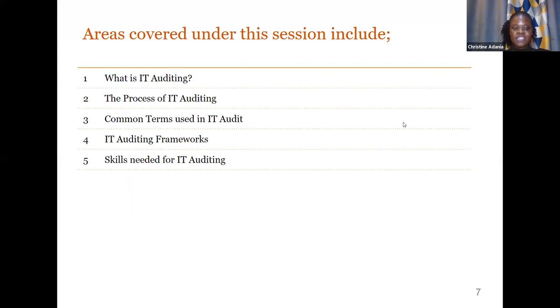So in this session, we'll cover just five key things. What do we understand by IT auditing? What are the processes involved in IT auditing? The common themes you find in IT audit? What are the frameworks that support IT auditing? And what basic skills do you need as an IT auditor?